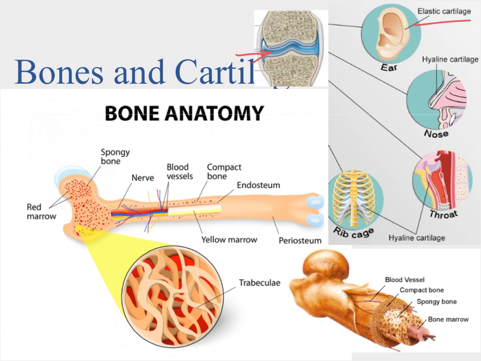We also have elastic cartilage, which gives us the shape of our ear and our nose. In our throat, we have cartilage, which protects our airways. And then this one down here on the rib cage is important because when we breathe, our rib cage needs to expand a little bit. If it was all bone, it wouldn't be able to do that. So having that cartilage helps it do that as well.